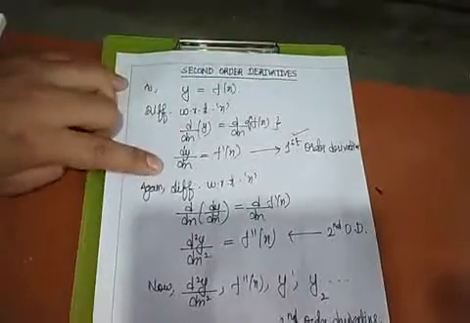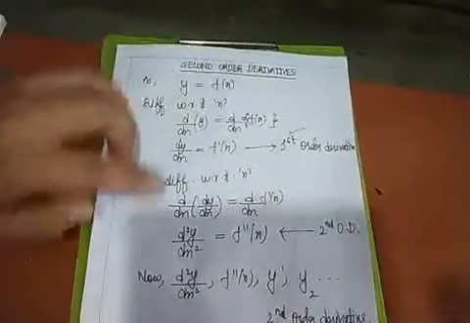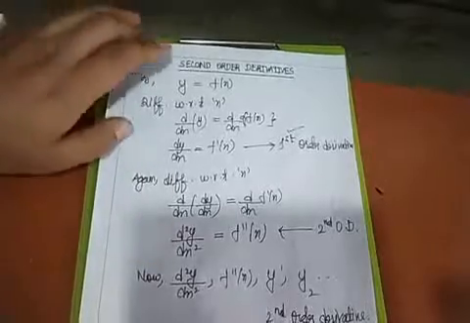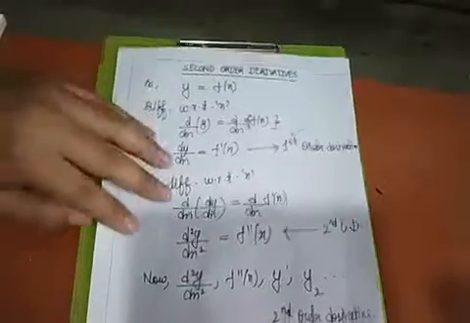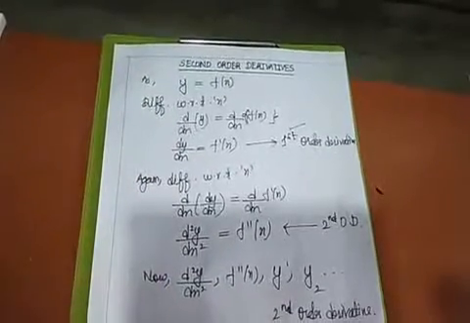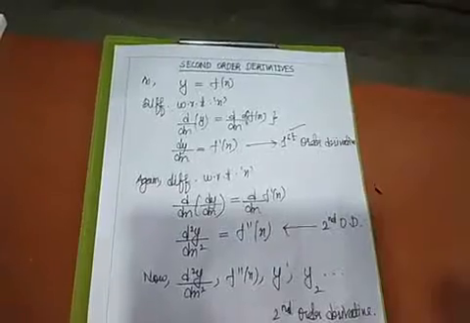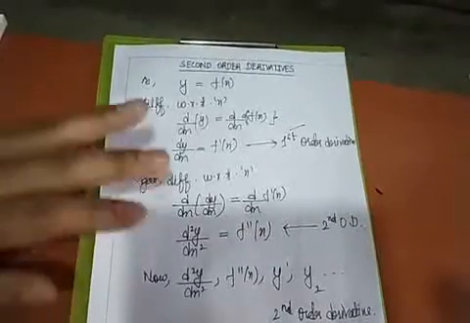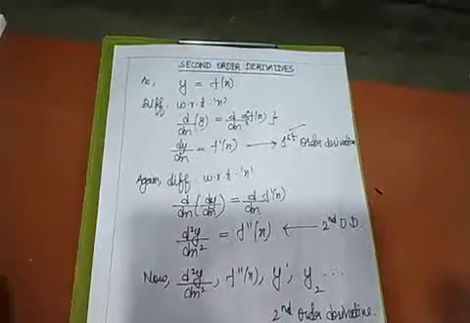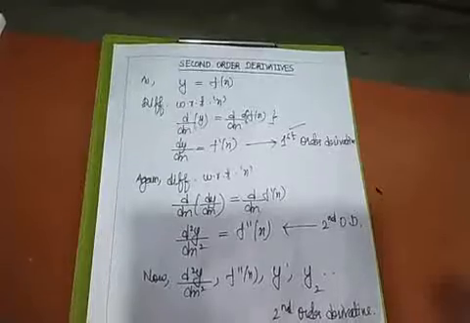dy by dx is the first order derivative of function y, and d2y by dx square is the second order derivative of function y. All the formulas are the same, the u by v rule is the same, the differentiation by substitution is the same. Everything is the same. You just have to differentiate it once again.